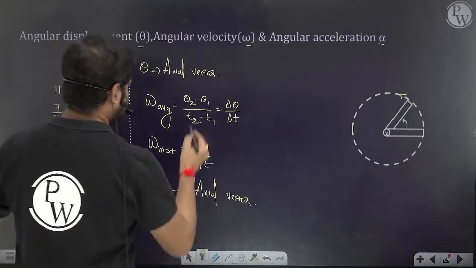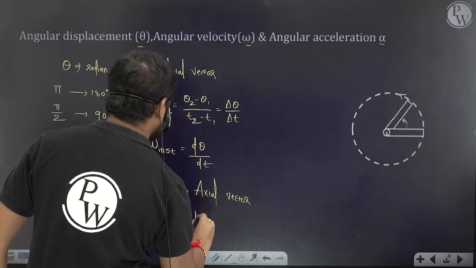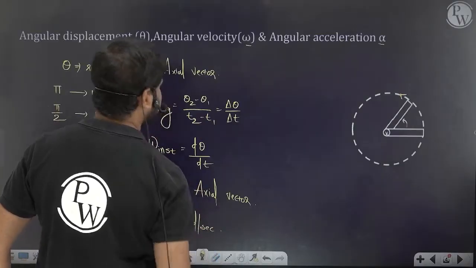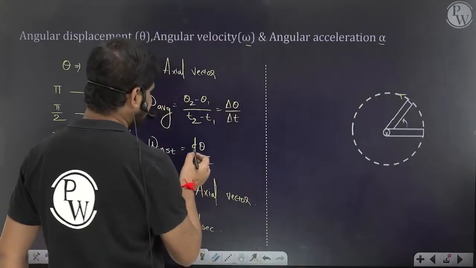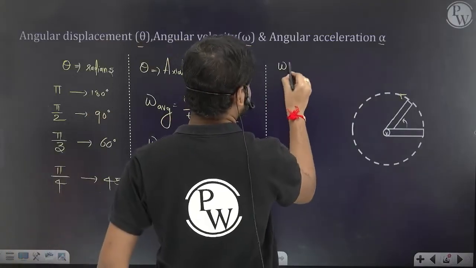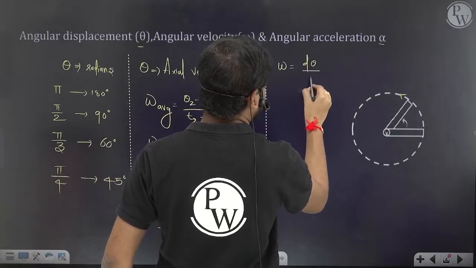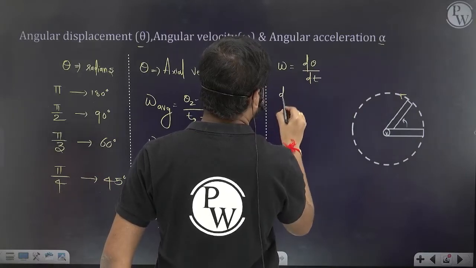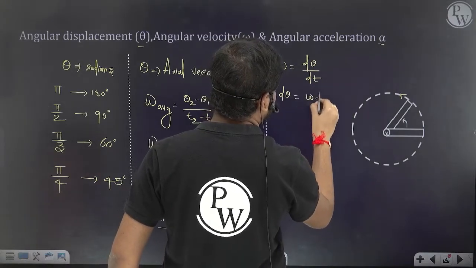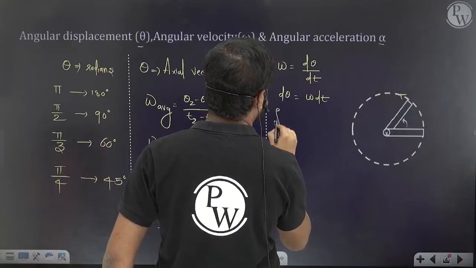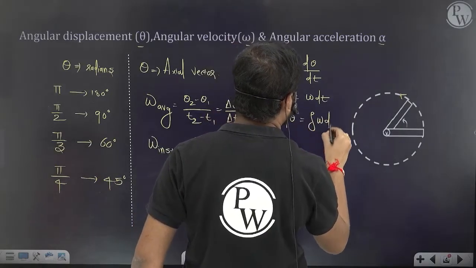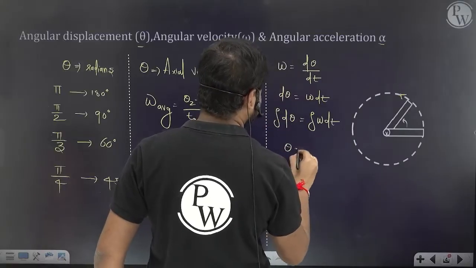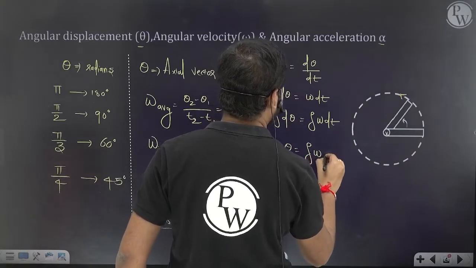So the units are radians per second, and then we also studied the relation between theta and omega. From here omega is equal to d theta by dt. So d theta is equal to omega dt. Let's integrate on either side. The integration of d theta is equal to the integration of omega dt. So theta is equal to the integration of omega dt.